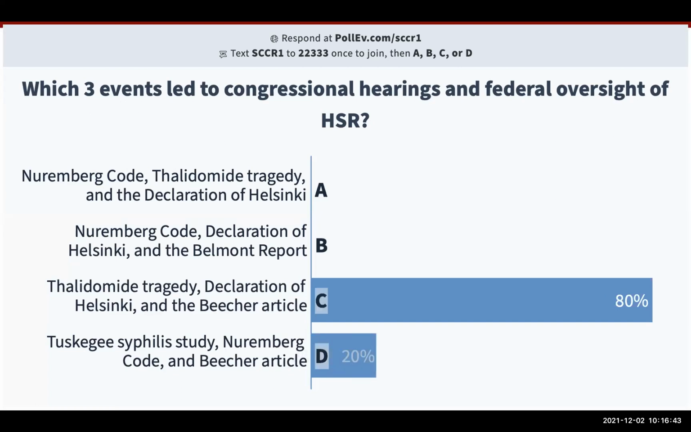Yes, you guys paid attention. So C is the correct answer. All of these are important. I don't mean to take away from their importance with this question, but the three specific events that I went over are the ones that led to the public becoming more aware of inappropriate or unethical research practices, which led to Congress becoming involved.